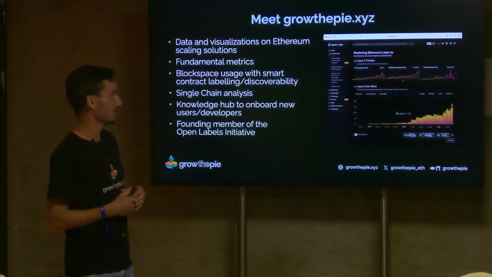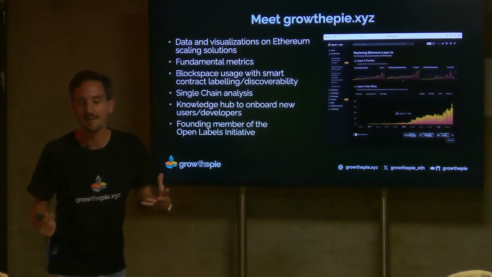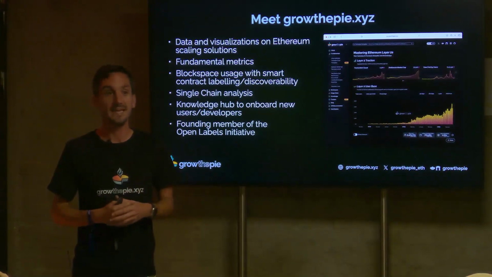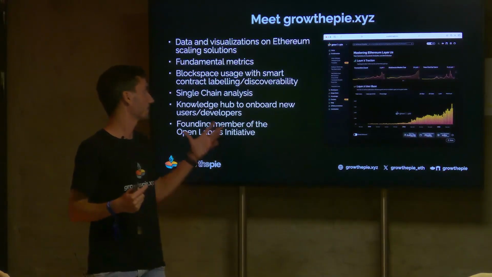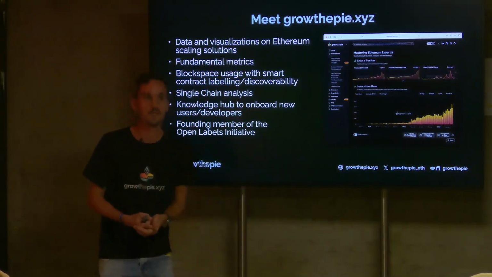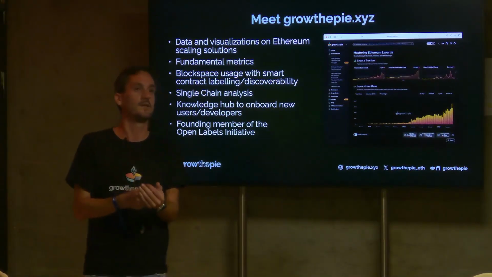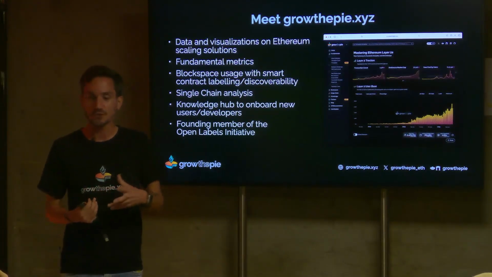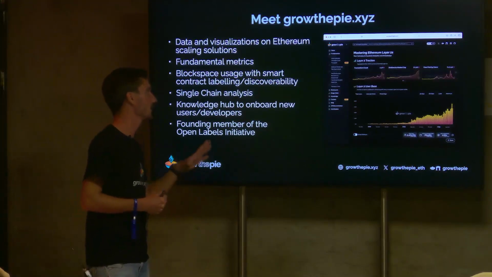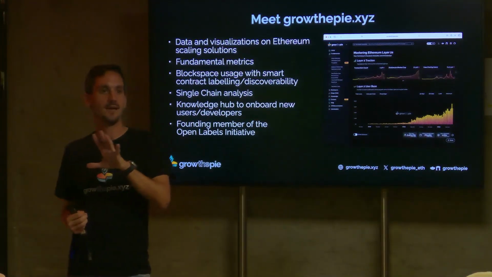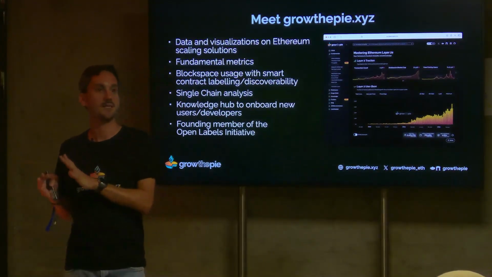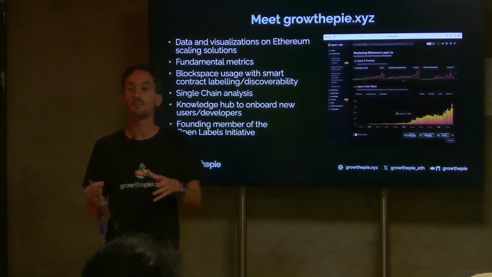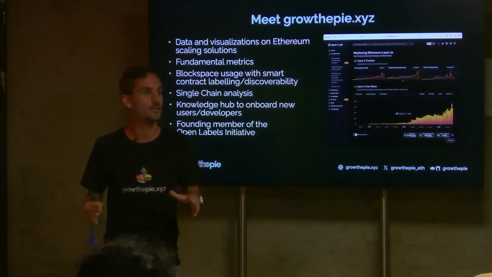Grow the Pie is a data platform that is analyzing different Ethereum scaling solutions and providing fundamental metrics like activity metrics, economic metrics, also around value locked, but also convenience metrics like transaction costs. And a big part of our work is labeling smart contracts. By labeling smart contracts, we can assign different categories to the block space usage, right? So we can really understand what people are doing on these different layer 2s that are launching out there.